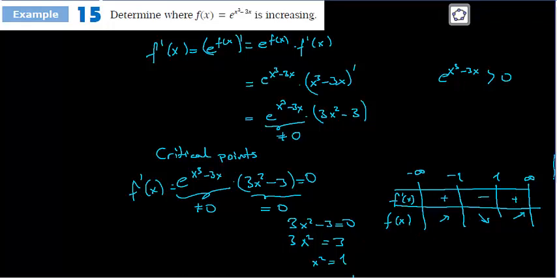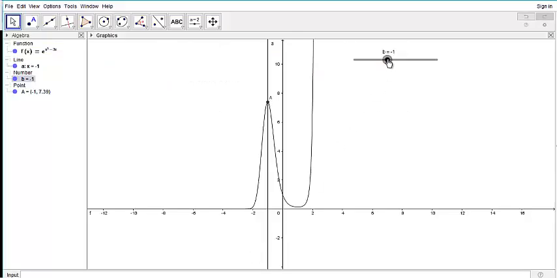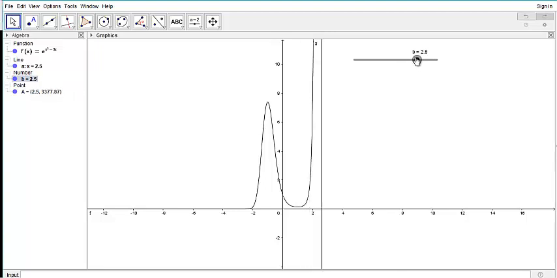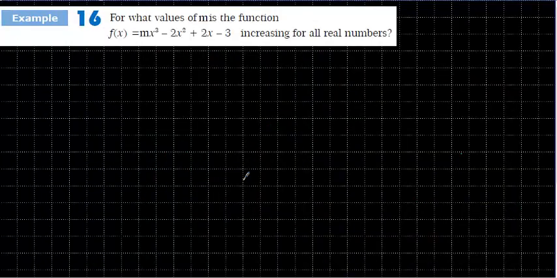As you see here also, the function is increasing. Then after this point the function starts to decrease until 1. After 1, the function is going to start to increase again. As you see here, the function is increasing after this point, and we proved it by the graph also.